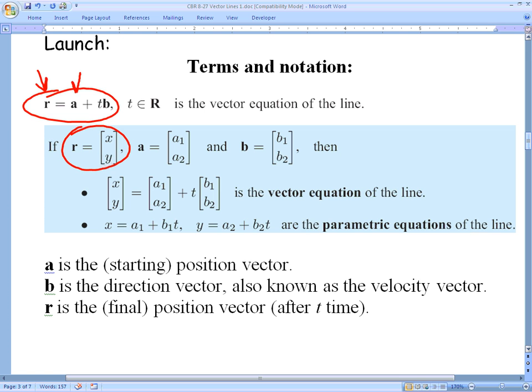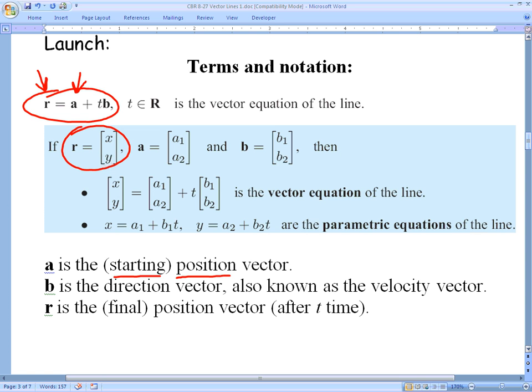A is essentially a position vector, and you're given an ordered pair, X comma Y. Often we'll refer to that as the starting position vector. In a word problem, if we're using an equation of a line to represent something, there's always a starting point and then eventually an ending point.